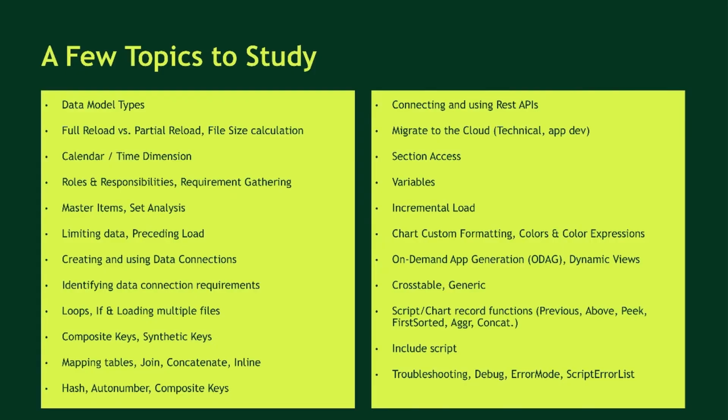Full reload versus partial reload, and within the partial reload, how you configure it and problems that happen when you have partial reload, like merge and that kind of stuff. How can I calculate a file size? There are functions to calculate, let's say, the size of a QVD, or find out whether a file exists or not. That is also part of something else that I'll describe in a minute.